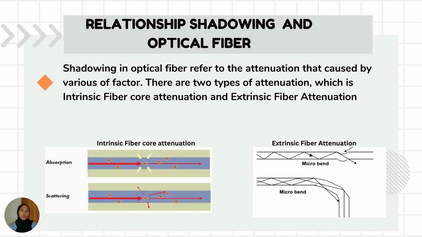Moving forward, what is the relationship between shadowing and optical fiber? Shadowing in optical fiber refers to the attenuation caused by various factors. There are two types of attenuation. The first one is intrinsic fiber core attenuation, which is caused by atom collision within the fiber, for example absorption or scattering. The second is extrinsic fiber attenuation, which is caused by outer or external force placed upon the fiber.